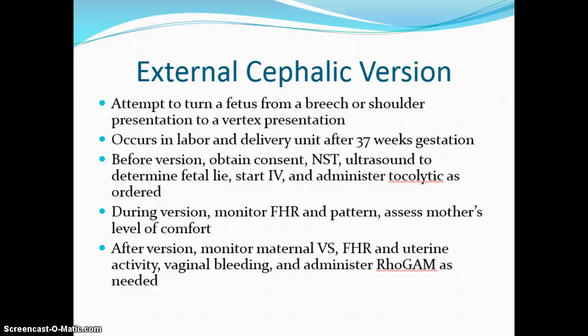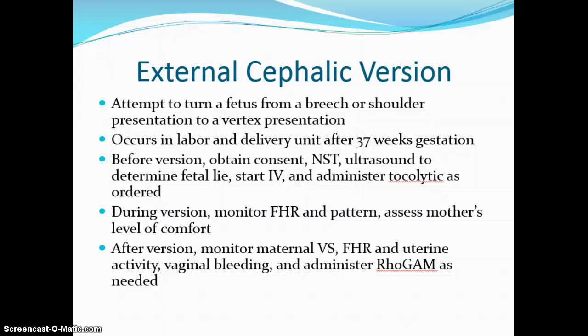Before the version, it's going to be our responsibility to obtain consent, do a non-stress test so we ensure the viability and conditions of the fetus. Ultrasound needs to be in the room while they're doing the version to ensure that the fetus is tolerating it okay. We want to start an IV line, and then we're going to administer tocolytics as ordered. Typically, the tocolytic that you're going to be administering is terbutaline, and we give 0.25 ml sub-Q. It's usually 3 stacked doses about 15 minutes apart.